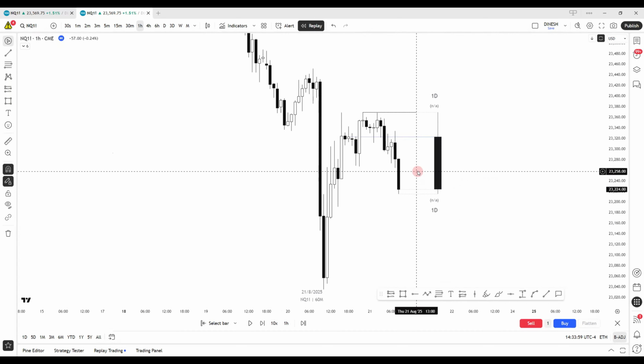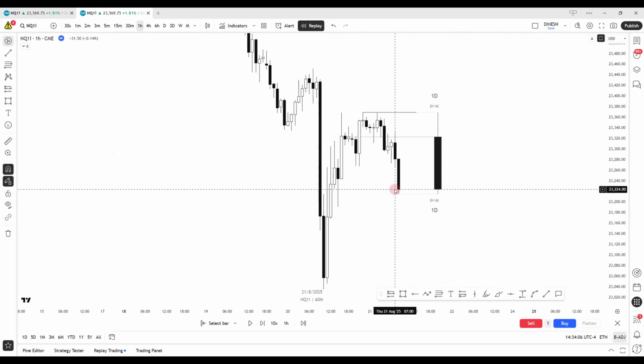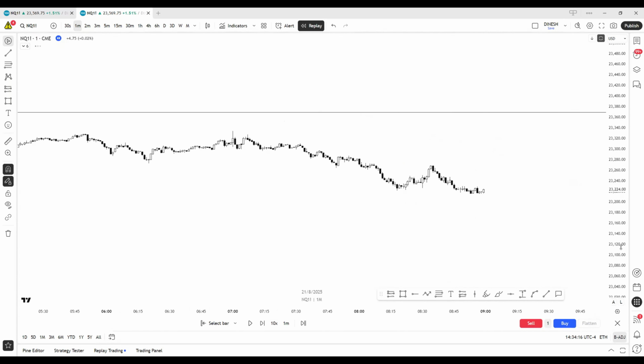I directly entered on the 1 minute. I fixed my DOL as these equal highs. For the second part, you must have the key level, but if you see here, there is no key level at all. But I forced the setup there. If we go to the 1 minute, I directly entered in 1 minute.